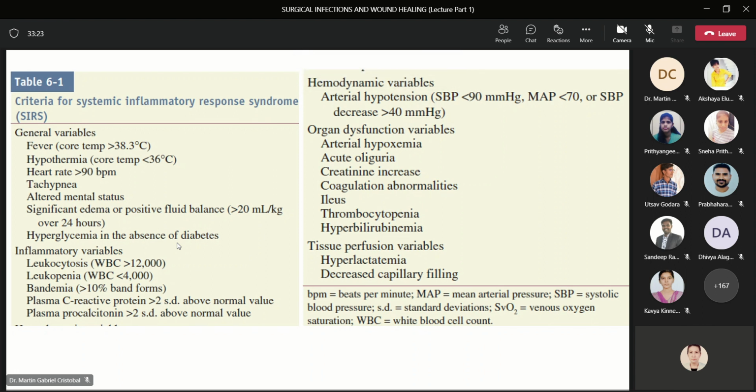Next, we have organ dysfunction variables. First, we have arterial hypoxemia. Next, we have acute oliguria, creatinine increase, coagulation abnormalities, ileus, thrombocytopenia, and hyperbilirubinemia. Next are the tissue perfusion variables. So we have hyperlactatemia and decreased capillary filling.